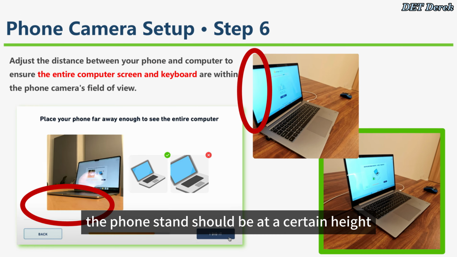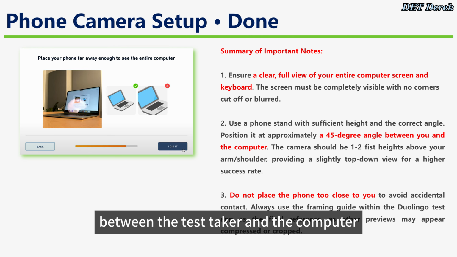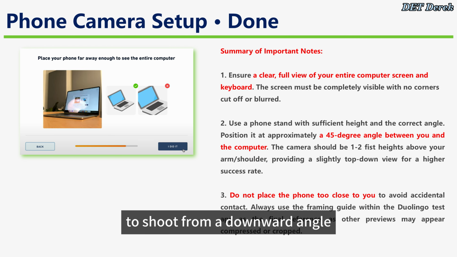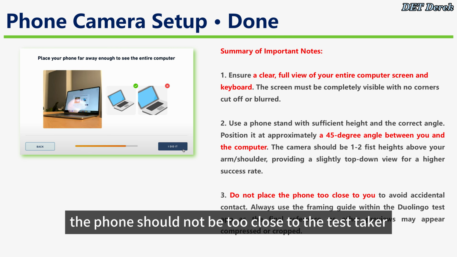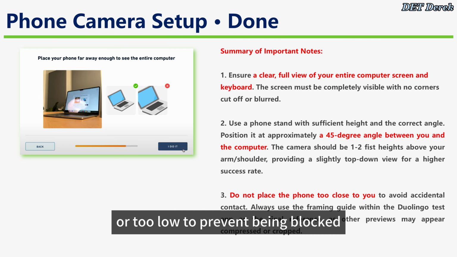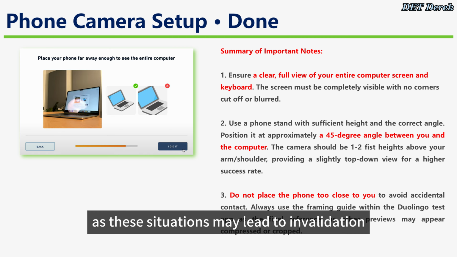The phone stand should be at a certain height, placed at a 45-degree angle between the test taker and the computer, 1 to 2 fists above the arm or shoulder. To shoot from a downward angle, ensuring full coverage and reducing the chance of being knocked over. The phone should not be too close to the test taker to avoid accidental touches, nor too close to the desktop, or too low to prevent being blocked or not fully captured, as these situations may lead to invalidation.